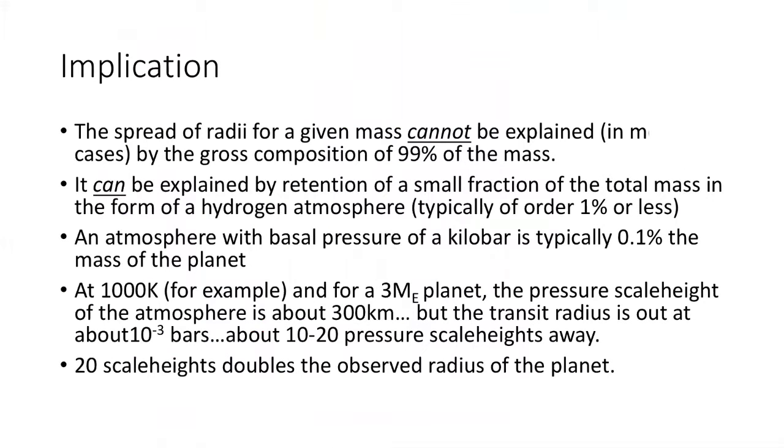So what's the implication of this diagram? The spread of radii for a given mass cannot be explained, in most cases, by the gross composition of 99% of the mass. Instead, it's explained by the other 1%. The fact that the radius is so large, the fact that it's puffed up, is explained by the fact that you have a hydrogen atmosphere, typically of order 1% or less in mass.